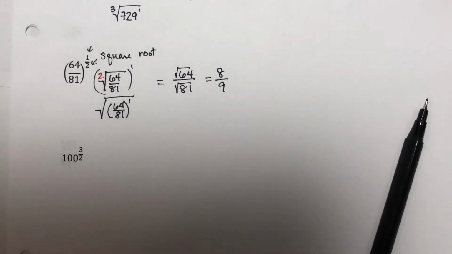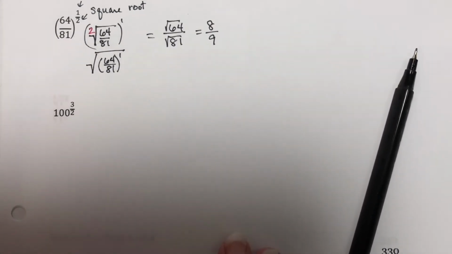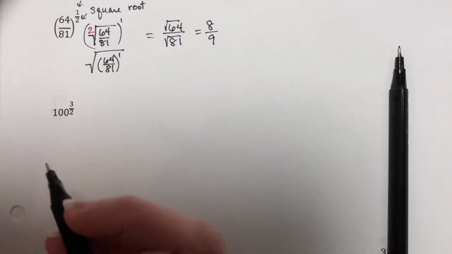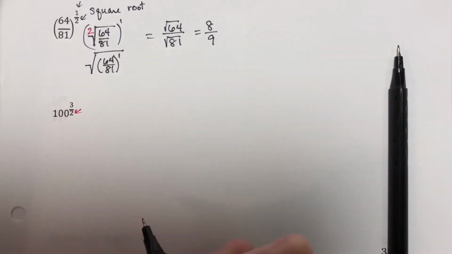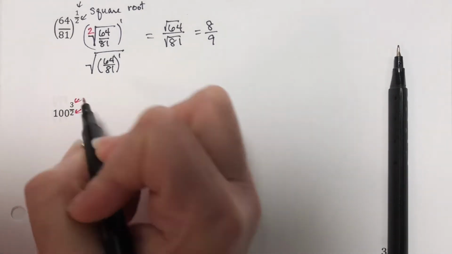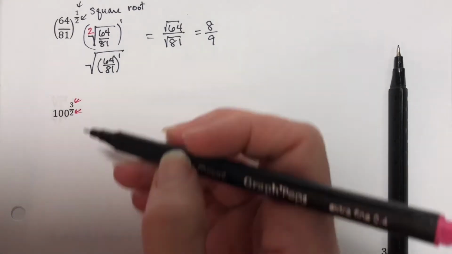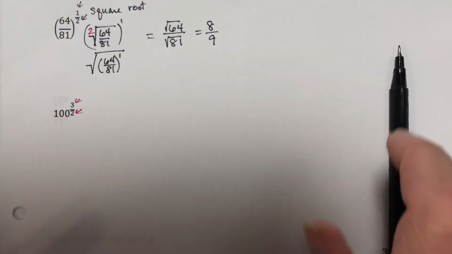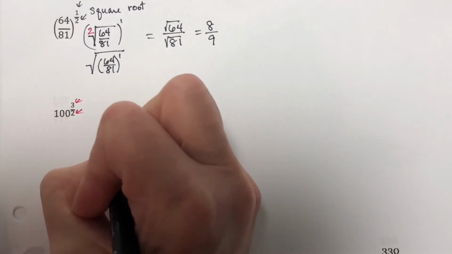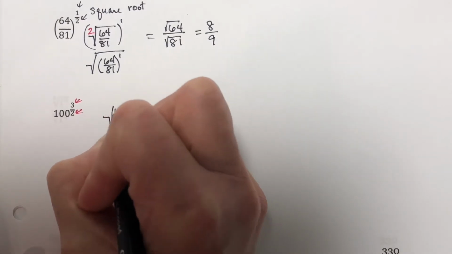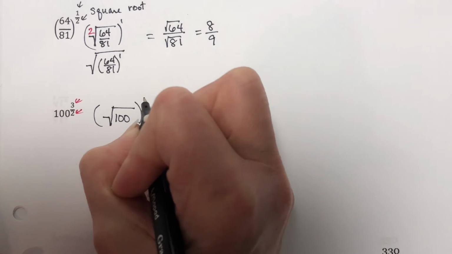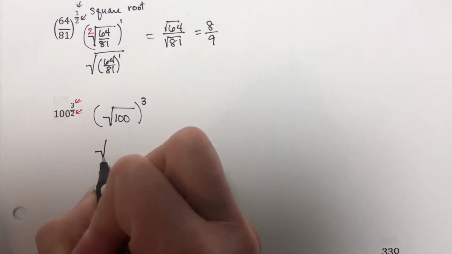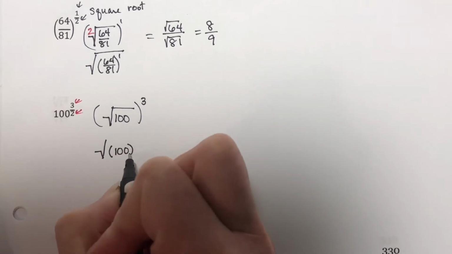Okay, so let's look at 100 to the 3/2 power. So this is going to be the first time we have an actual exponent other than 1 in there. This is going to be a square root, and we're going to raise it to the 3rd power. And here for the first time, you're really going to see the difference between these two options. The first way would be to take the square root of 100, and then take that answer and raise it to the 3rd power. I could also take the square root of 100 to the 3rd power.